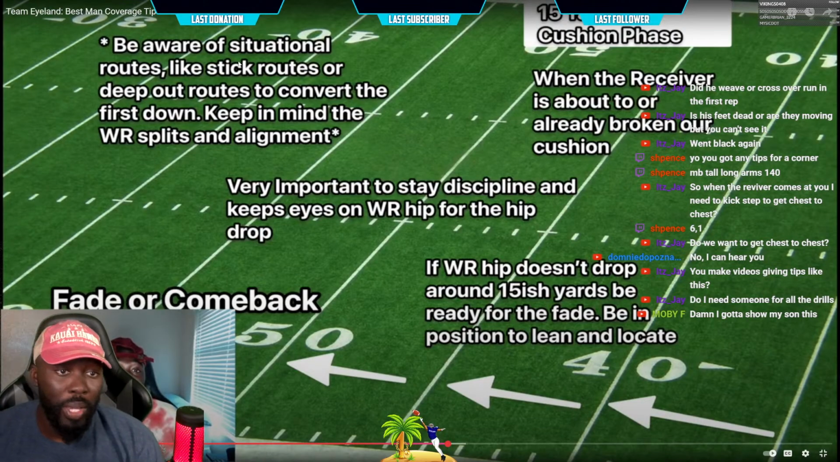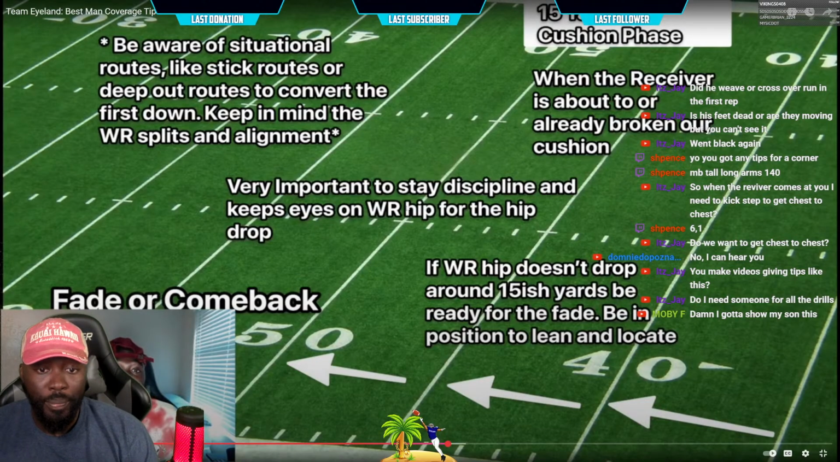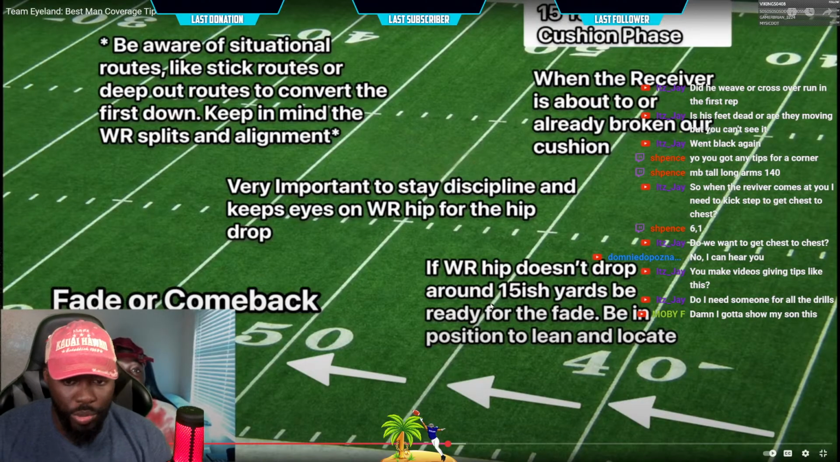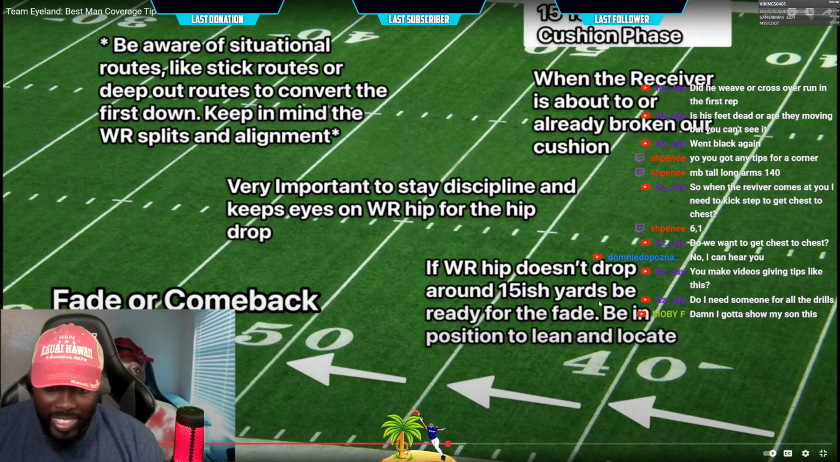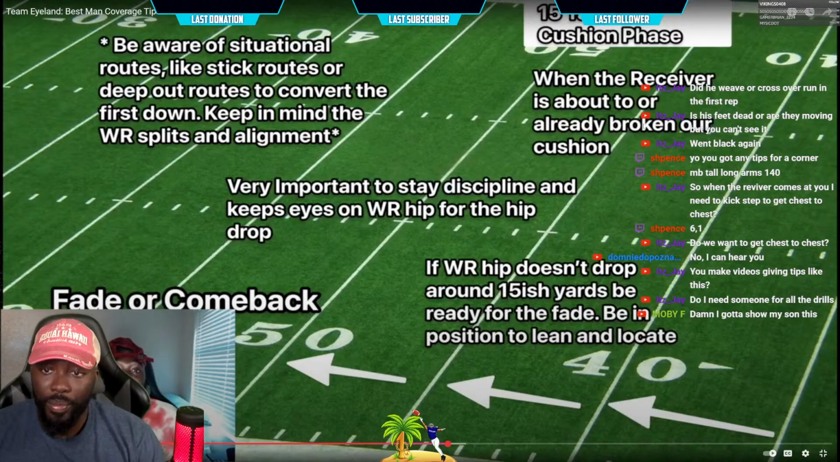So this is why I say be aware of situational routes like stick routes or deep out routes to convert the first down. Keep in mind wide receiver splits and alignments, right? Very important to stay disciplined. Keep eyes on the receiver's hip for the hip drop. If the hip doesn't drop around 15-ish yards, be ready for that fade. Be in position to lean and locate. When the receiver is about to or already broken your cushion, understand that, right?